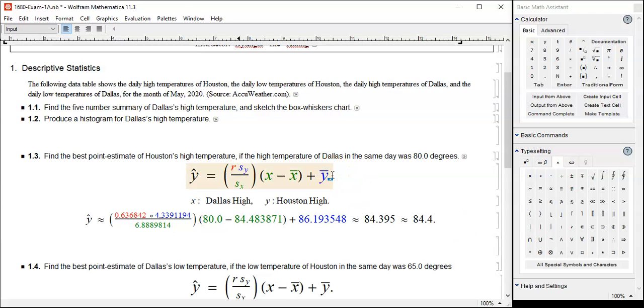So do you see the formula? And then what to put where? Bars are means, so you have to look up means, and S's are standard deviations, so you have to look up the standard deviation. And what's x and what's y? Known is x and unknown is y. And put all those numbers in from the data table and run your computation, and that's about it.